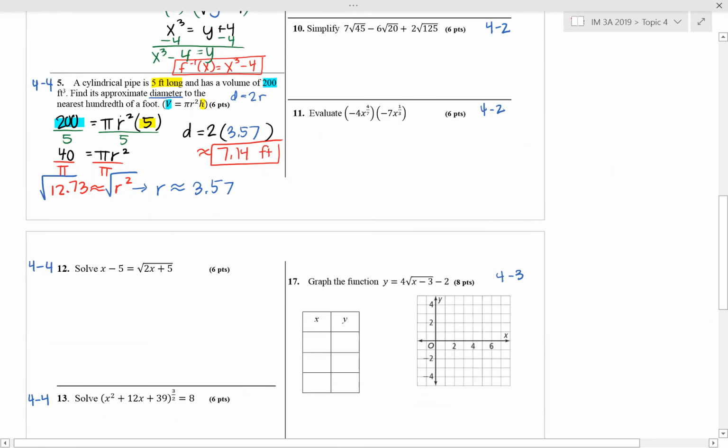So for number 10, we're simplifying square roots. And so what we want to do is factor these square roots and get them simplified. Remember, I can't actually add these together until they have the exact same thing inside the radical. So I have to have the square root of the same number.